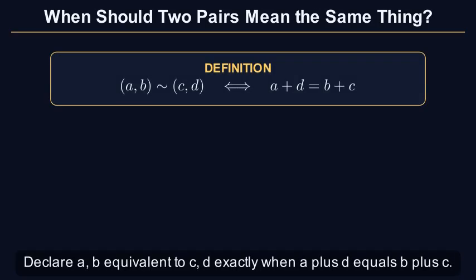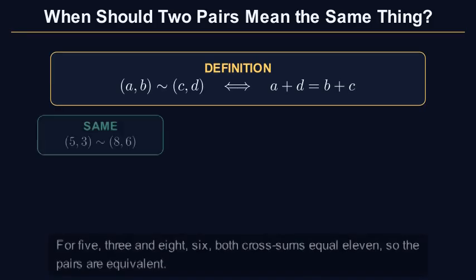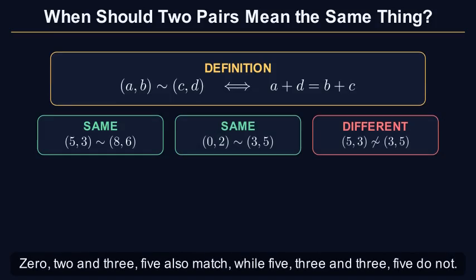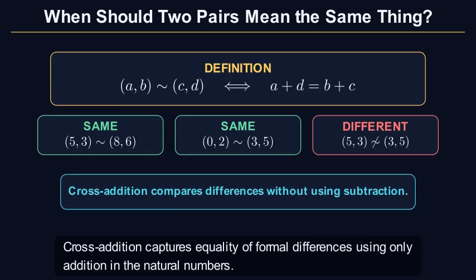Declare a, b equivalent to c, d exactly when a plus d equals b plus c. For 5, 3 and 8, 6, both cross sums equal 11, so the pairs are equivalent. 0, 2 and 3, 5 also match, while 5, 3 and 3, 5 do not. Cross addition captures equality of formal differences using only addition in the natural numbers.